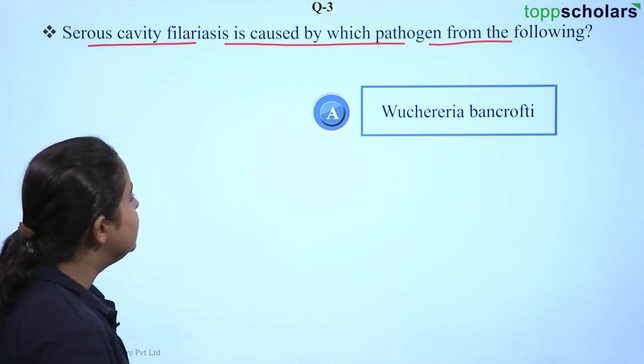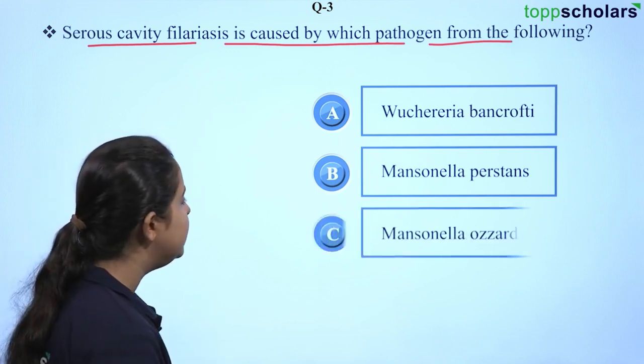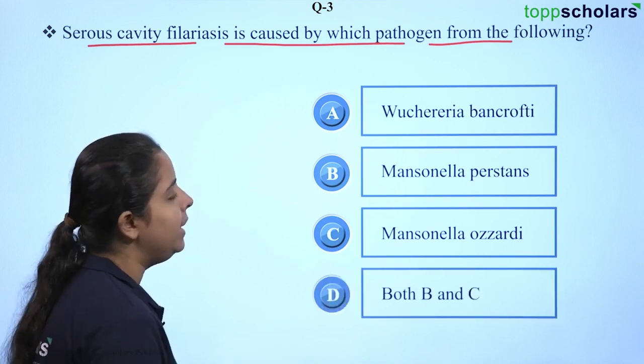Let us go for the next option. Option B is Mansonella perstans. Option C is Mansonella ozzardi. Last option D is both B and C.